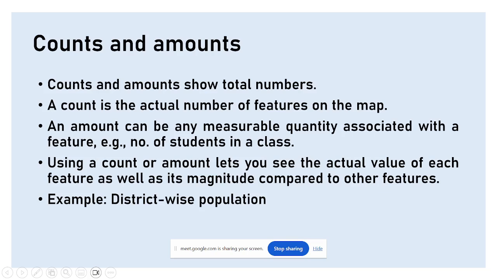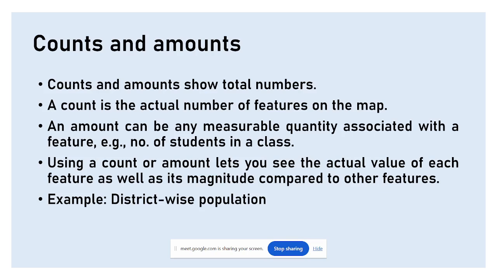Then we have counts and amounts. Counts and amounts show the total numbers. A count is the actual number of features on the map. For example, let's say district wise population is an example.